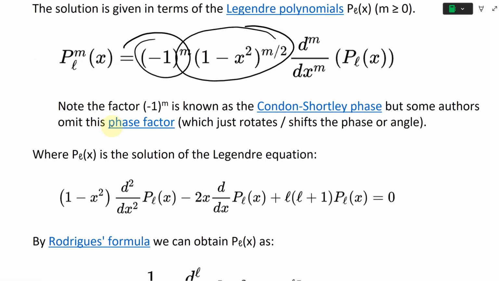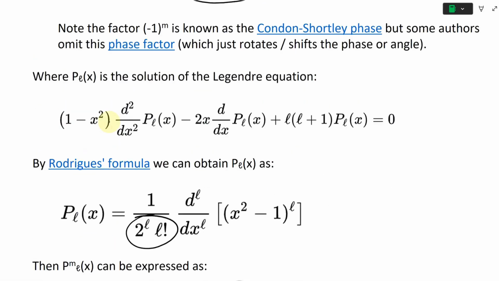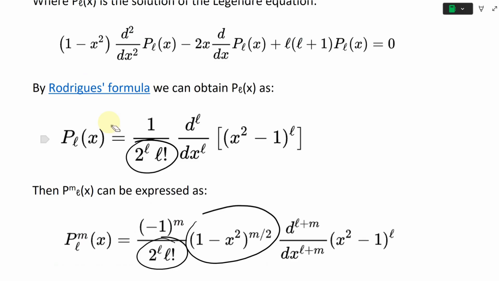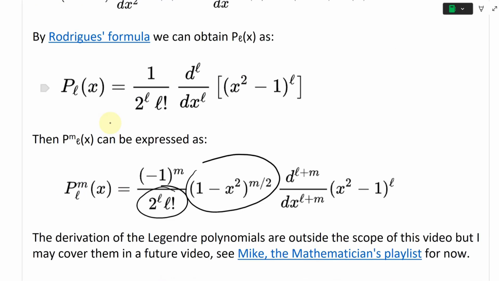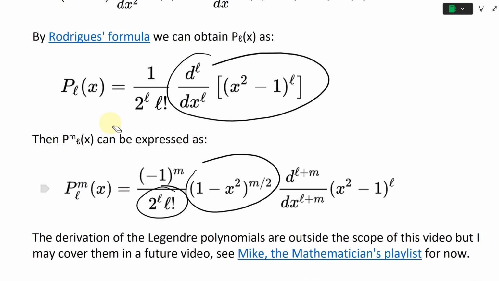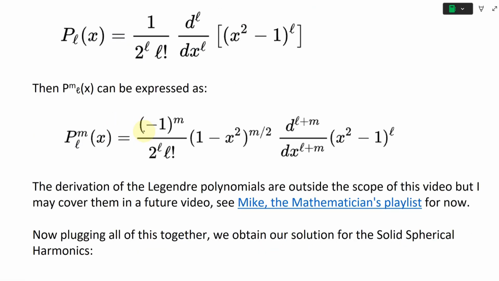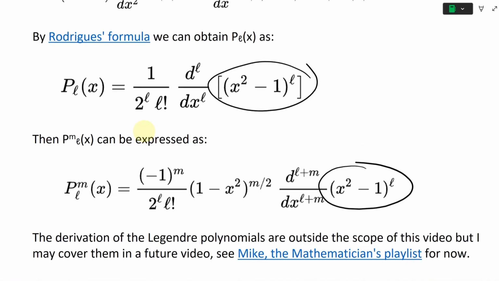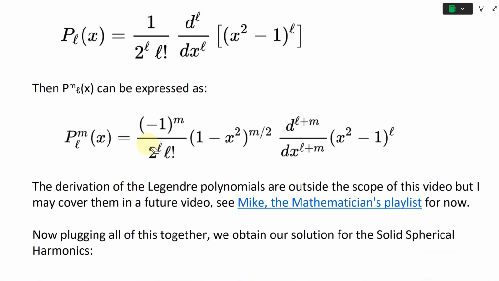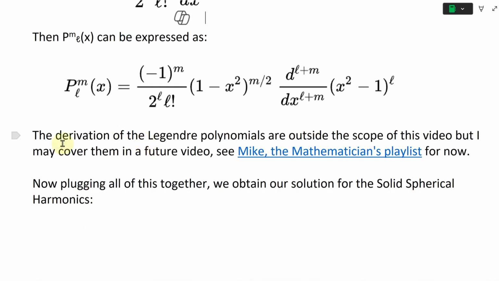Now we take the mth derivative, and even though we already took the Lth derivative of this, we're going to have to take the combined derivative, the L plus mth derivative of x squared minus 1 to the power of L. Yeah, I don't know if you guys are ready for this. Anyways, the derivation of the Legendre polynomials is outside the scope of this video, but I may cover it in a future video. See Mike the Mathematician's playlist for now.